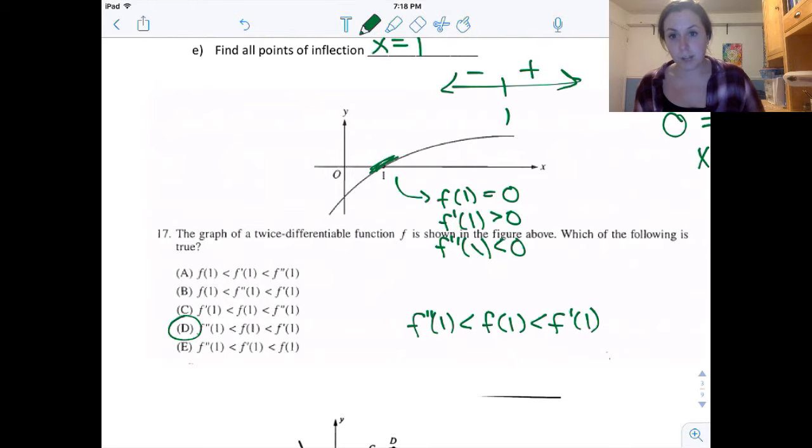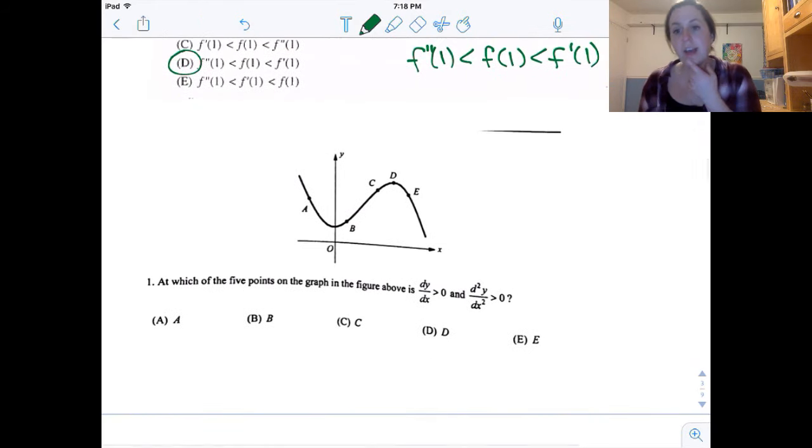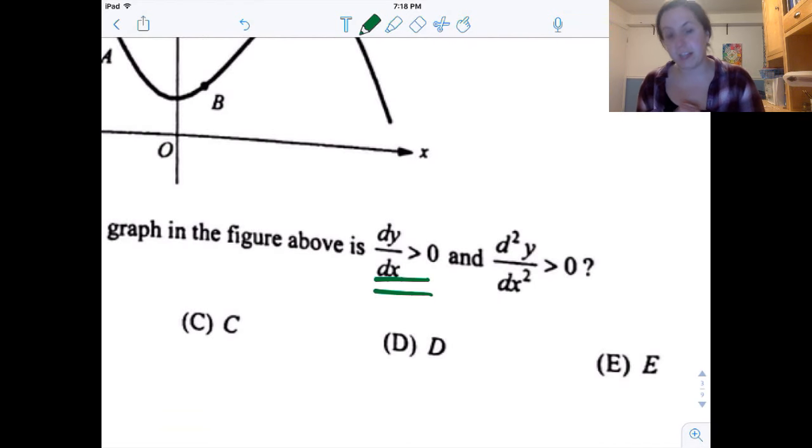All right, let's look at another one. At which of the 5 points on the graph is dy/dx greater than 0 and d squared y over dx squared greater than 0? So remember, this is just your first derivative. If your first derivative is positive, this means that y, your original function, should be increasing, right? Its slope is positive. For this one, I'm looking at the second derivative.